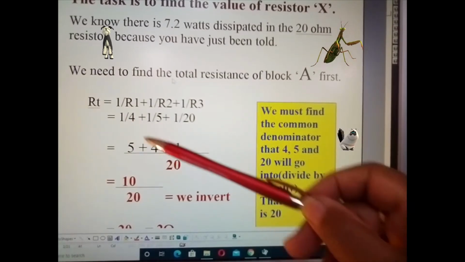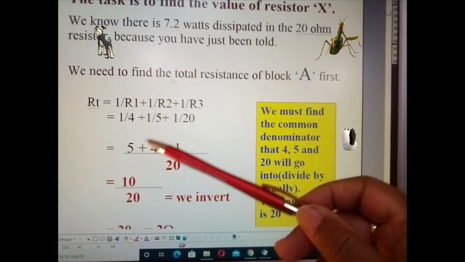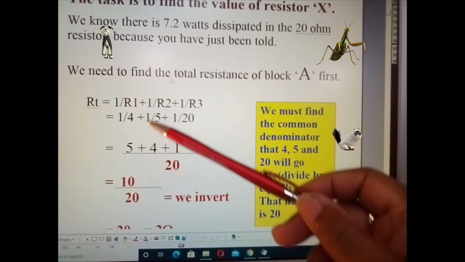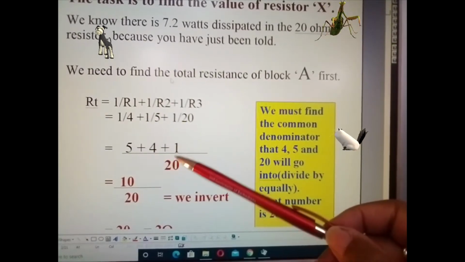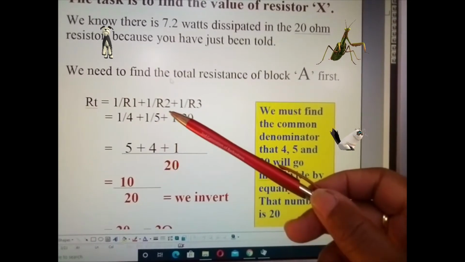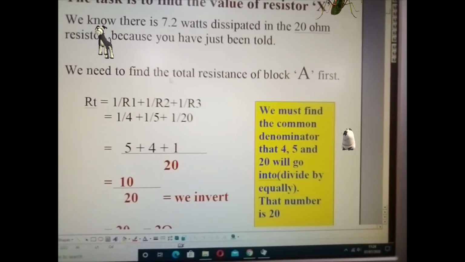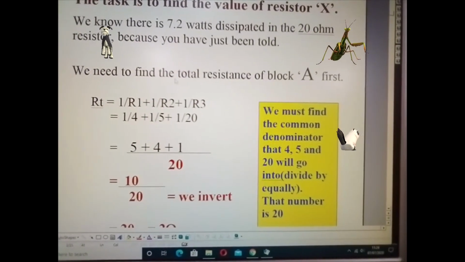We know that 4 into 20 goes 5 times. 5 times 1 is 5. Plus 5 into 20 goes 4 times. 4 times 1 is 4. Plus 20 into 20 goes once. 1 times 1 is 1. We multiply the reciprocal by the number of the divider, okay? And that gives us our results.